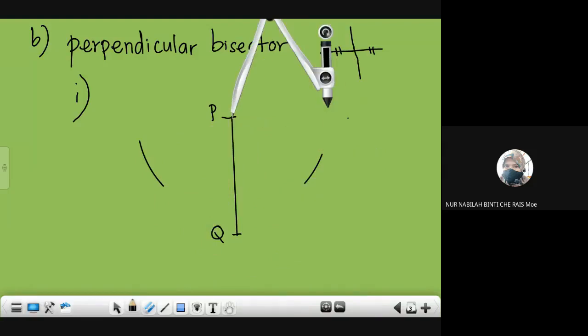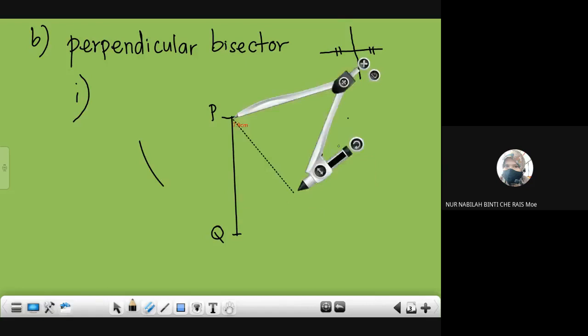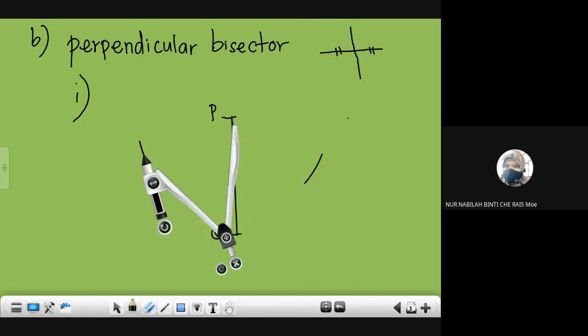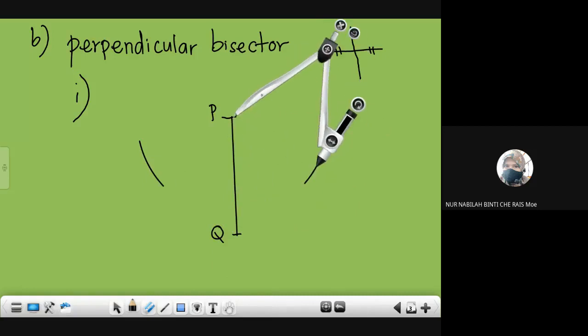Can you do it now? The distance doesn't matter, but make sure it is more than half from P to Q. So you do this one first, and then without changing the distance, you draw an arc here, and then you draw an arc here. Then after that, you put your compasses at Q.